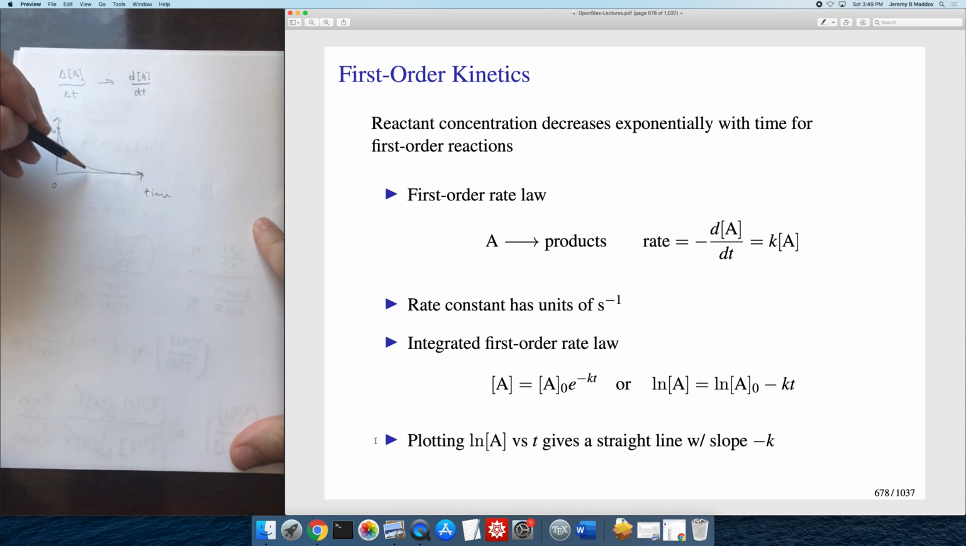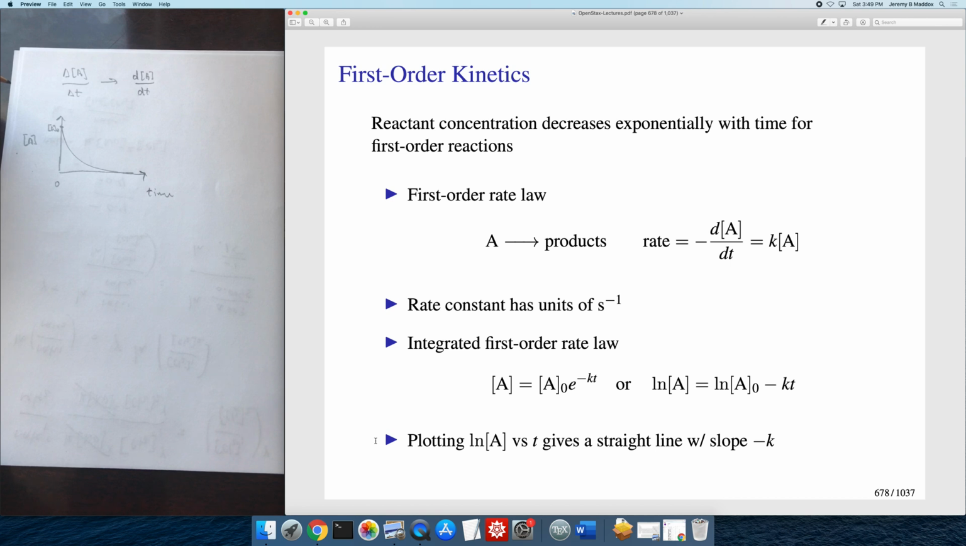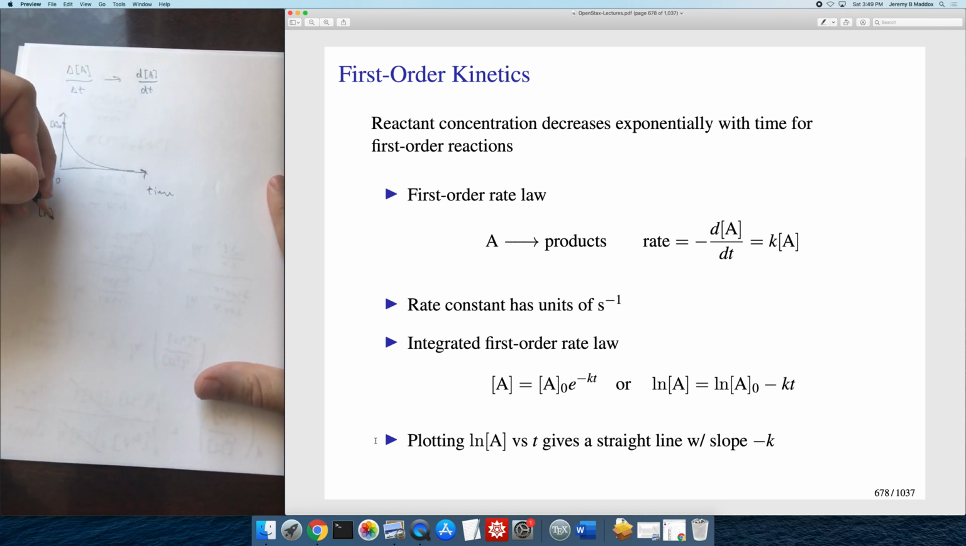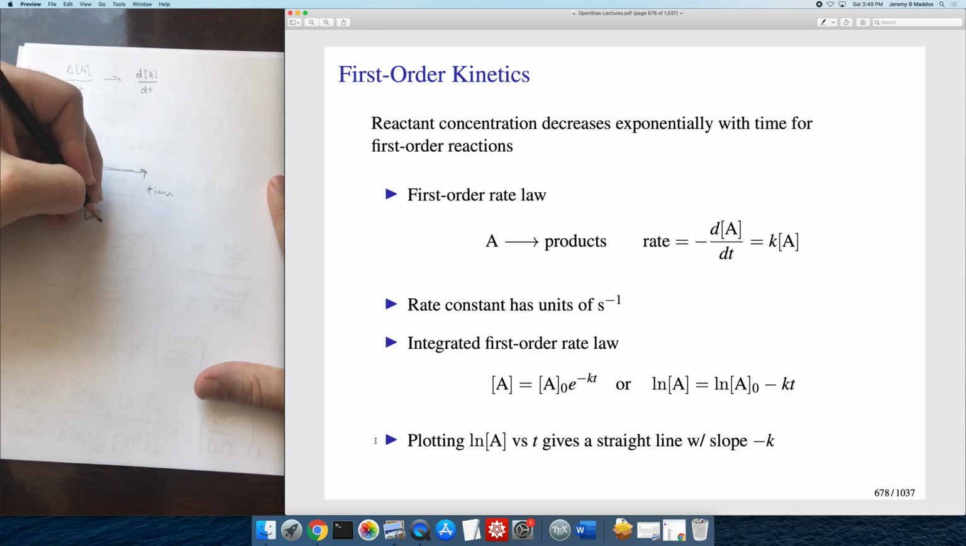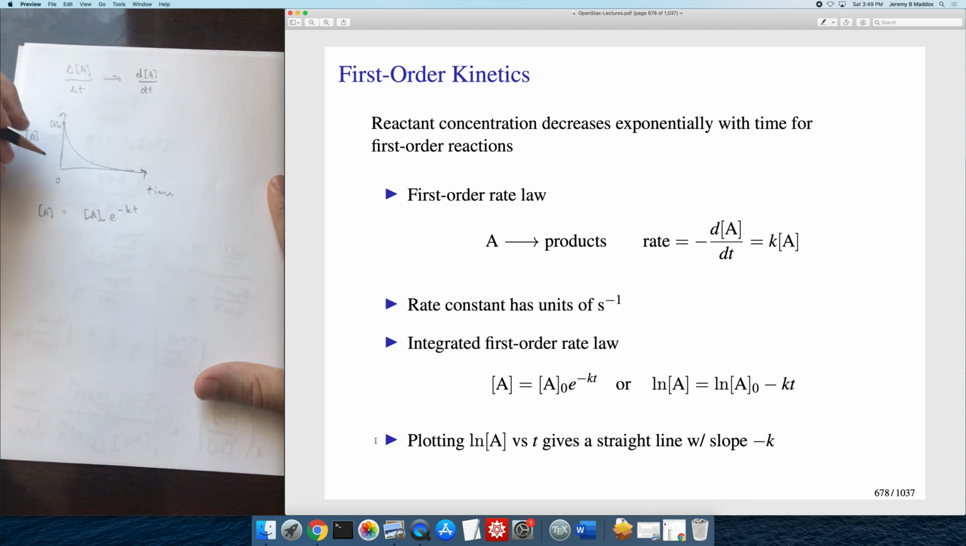Okay, so that's the graphical component to it. We can rearrange this equation. So the exponential equation, you can take the natural log of both sides. I'll go ahead and show you how it works. Take the natural log of both sides. So natural log here, natural log there.